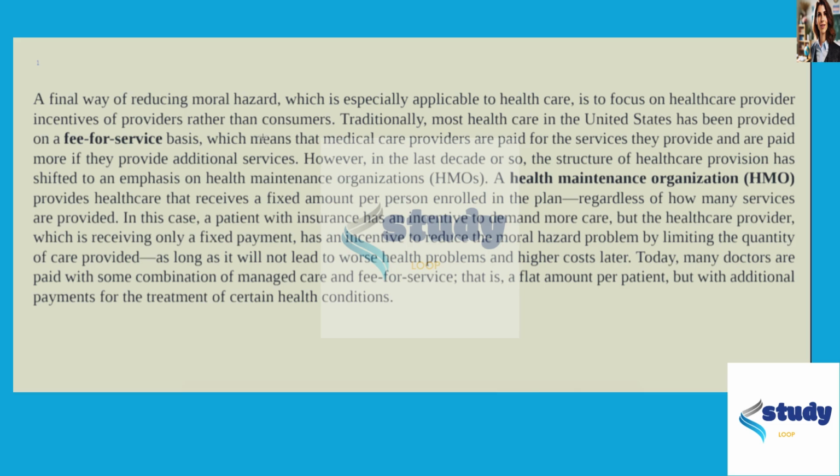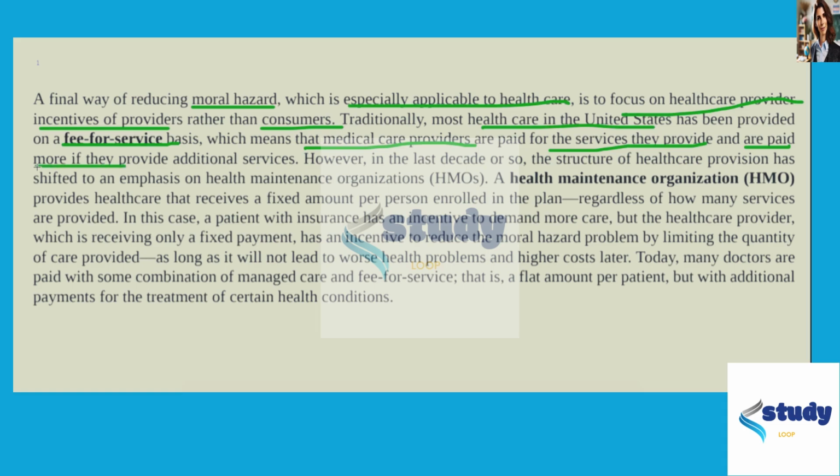It says, a final way of reducing moral hazard, which remember is when you engage in riskier behavior with your insurance than you would if you didn't have any insurance at all. So a final way of reducing this, which is especially applicable to healthcare, is to focus on the incentives of providers rather than consumers. Traditionally, most healthcare in the United States has been provided on a fee-for-service basis, which means that medical care providers are paid for the services they provide and are paid more if they provide additional services.